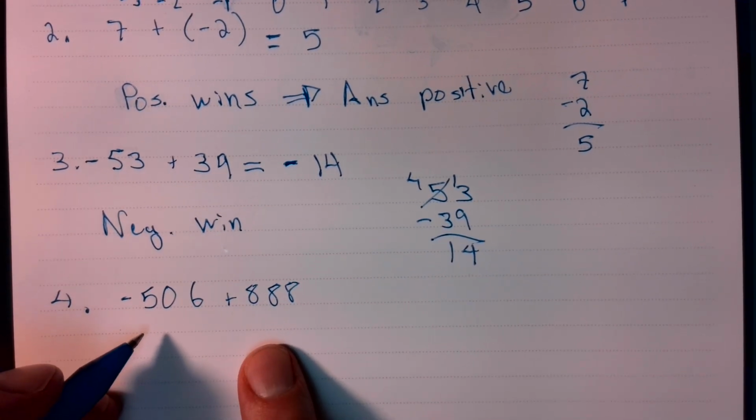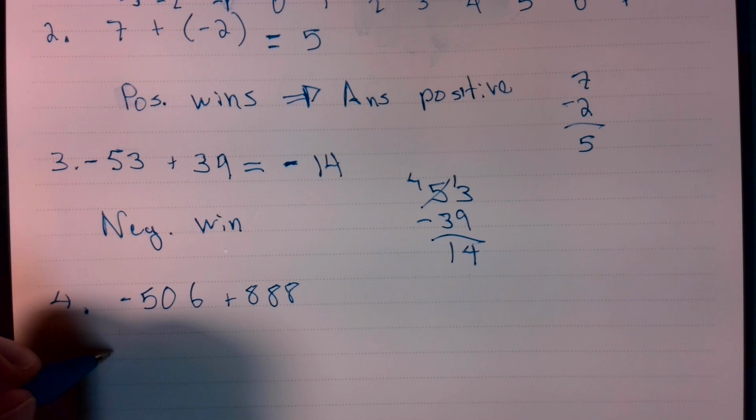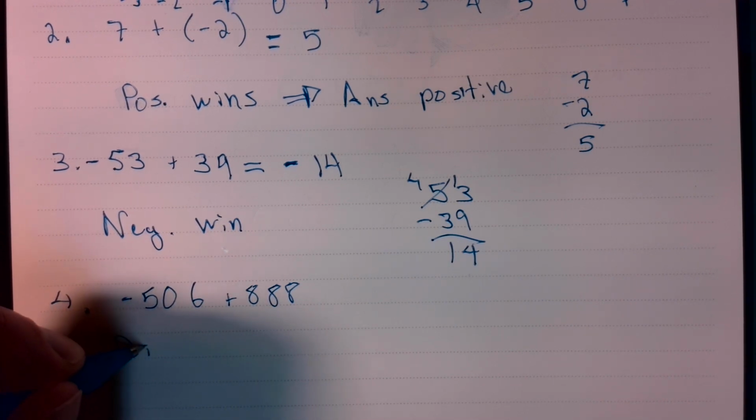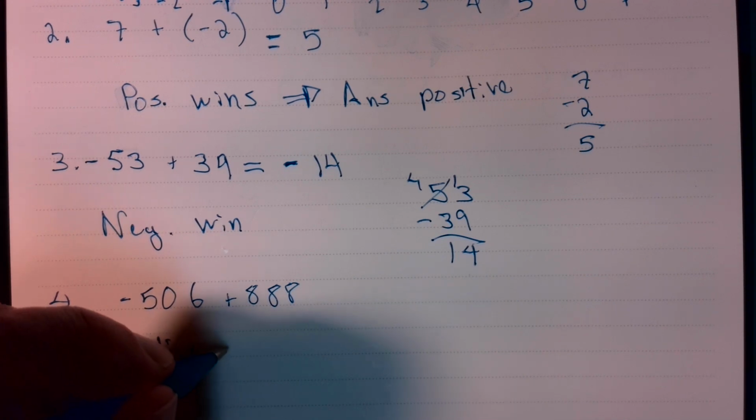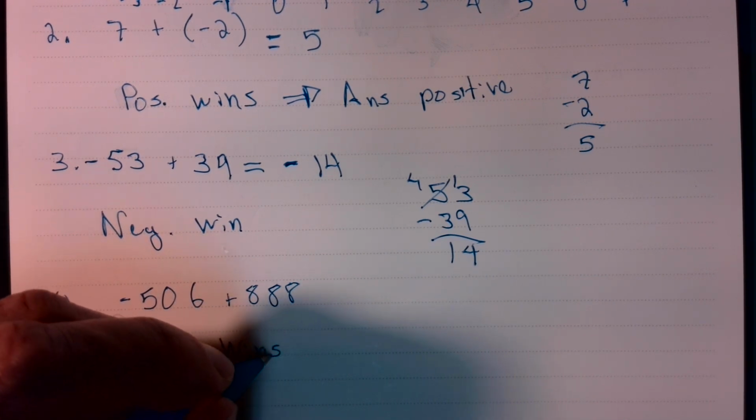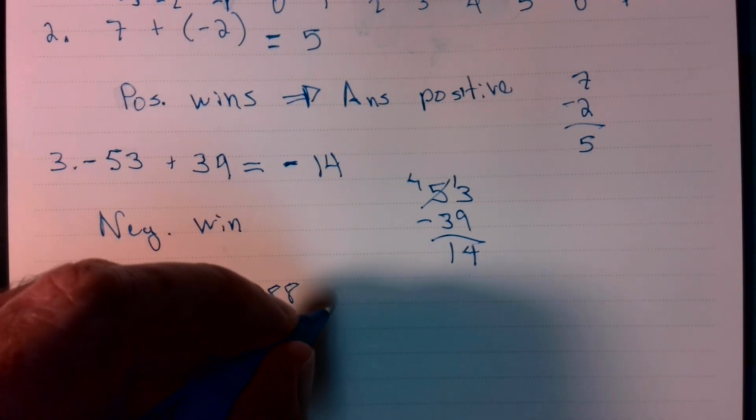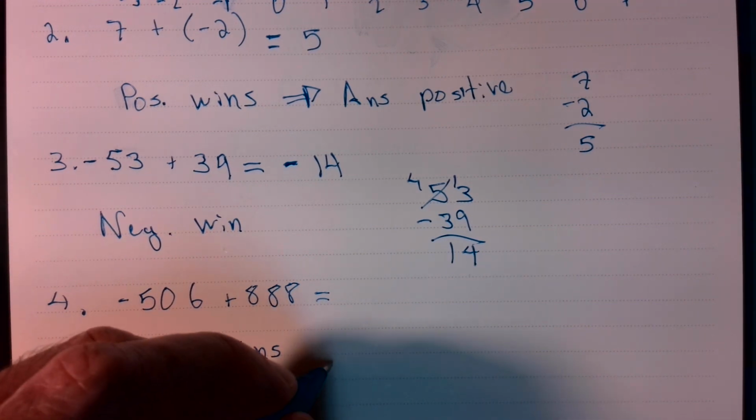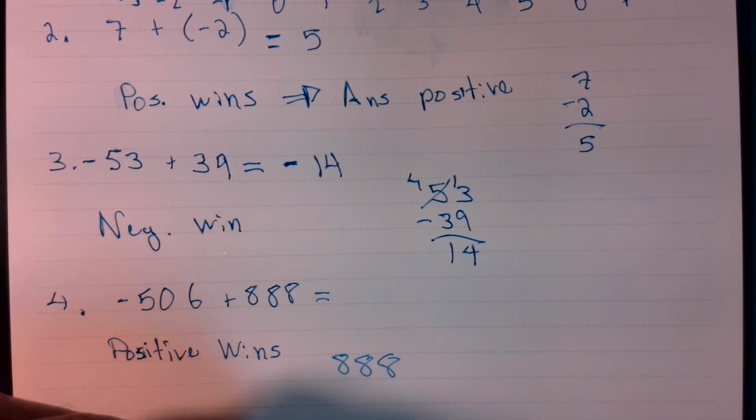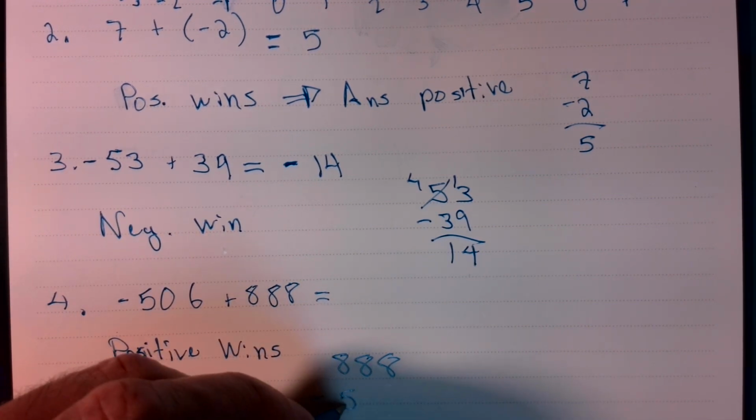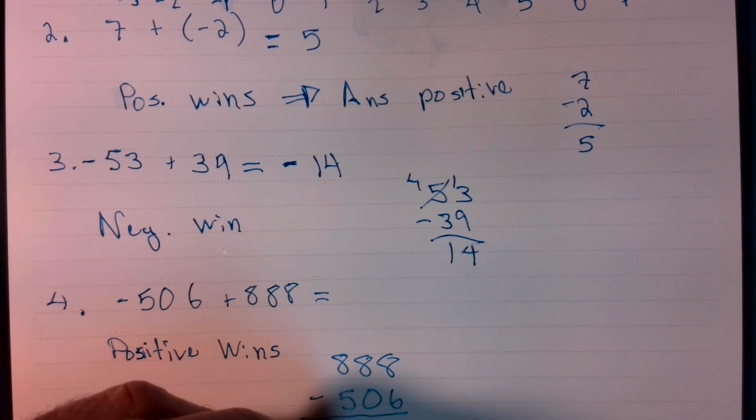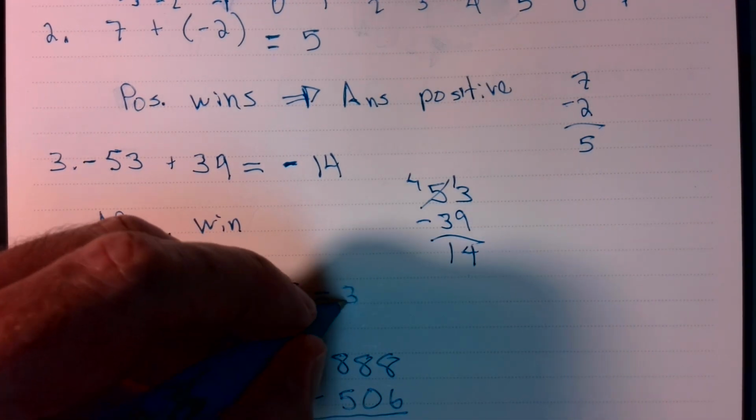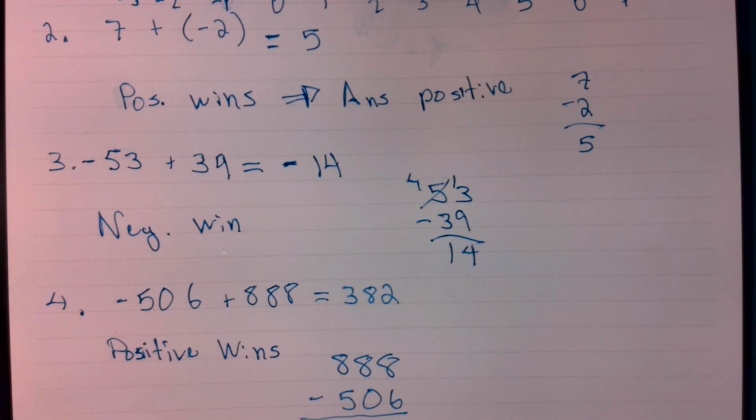All right, 506 versus 888. I'm comparing 506 and 888. The 888 is bigger, so the positive number wins. That means my answer will be a positive number. And then I do my subtraction. Okay, so 8 minus 6 is 2, 8 minus 0 is 8, 8 minus 5 is 3, so 382.